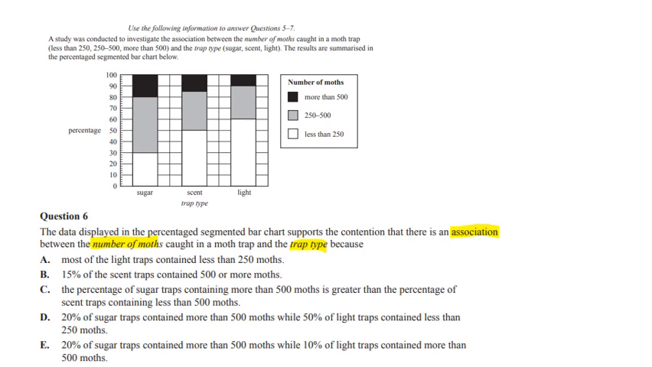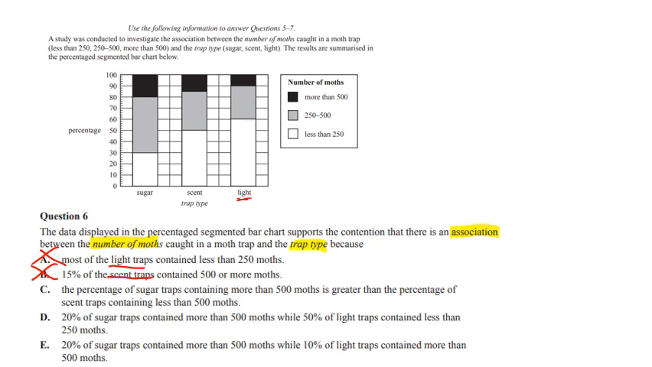So in A, it's talking about most of the light traps, which is this one, containing less than 250 moths. Well, that's not comparing trap types, is it? So it can't be A. B says 15% of the scent traps contained 500 or more moths. Sounds a bit more mathy because we've got the 15%, but again, we're only talking about scent traps. That's only one type of trap, so no good.